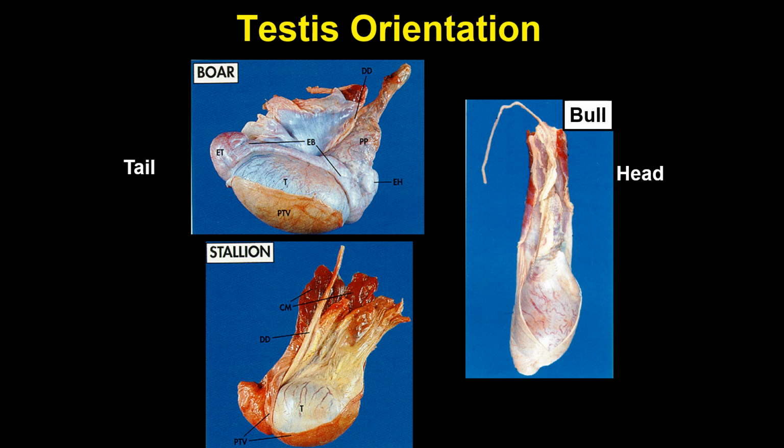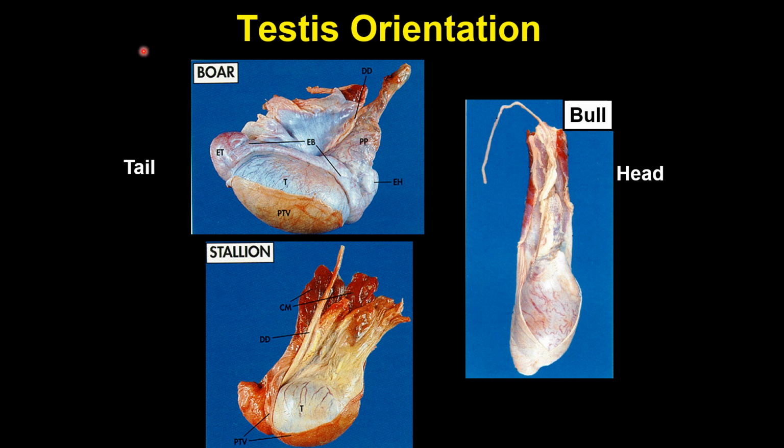This slide presents the orientation of the testes of the boar, the bull, and the stallion. The right hand part of this slide represents the head of the animal, and the left part represents the tail of the animal. We'll notice here that in all of these testes, the tail of the animal is at the tail of the epididymis.